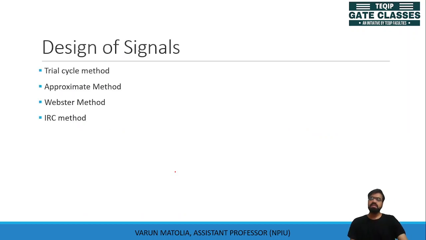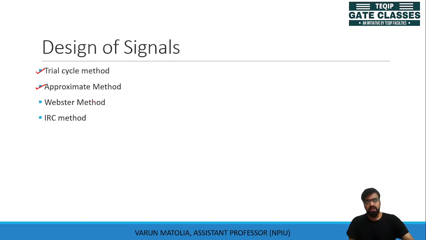Traffic signal design is done by these four methods. One is the trial cycle method, in which trials are taken by assuming your cycle time. This method is based on your traffic flow. Another one is the approximate method. This approximate method is based on your pedestrian speed. We allow a pedestrian to move across an intersection. During that time, the vehicle should be stopped. So that duration is taken as the red time for that phase.